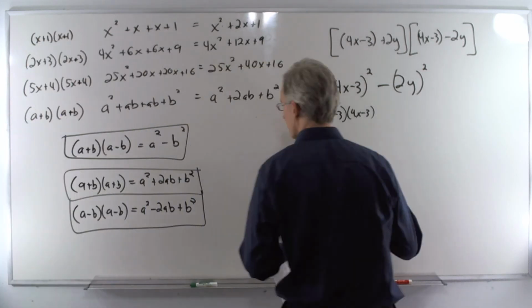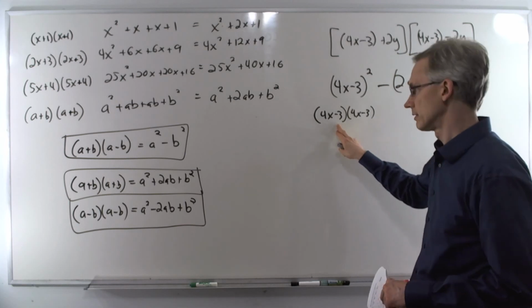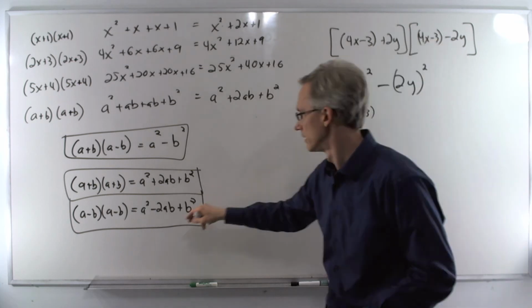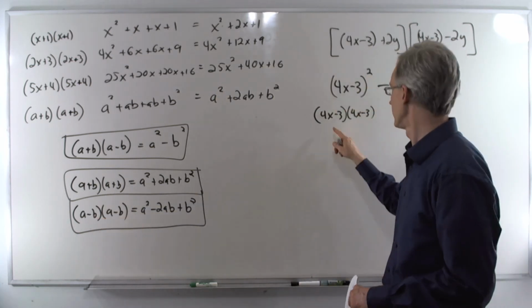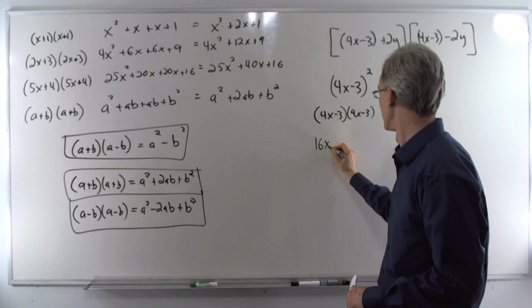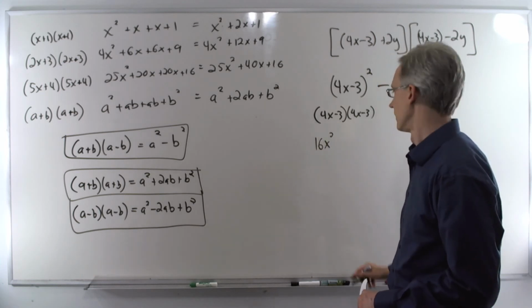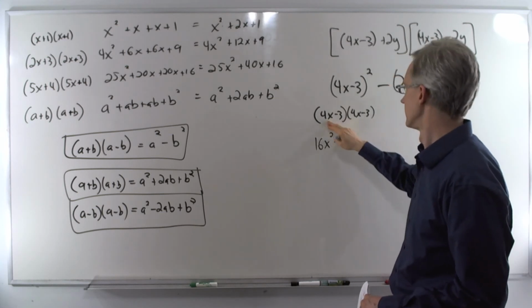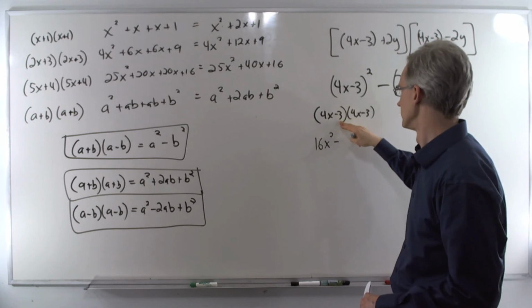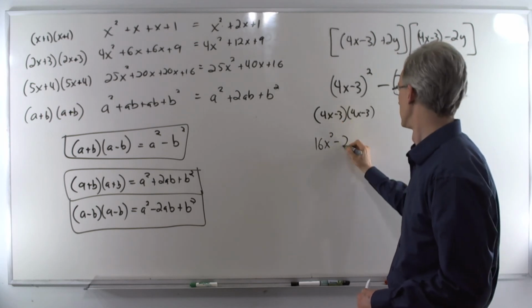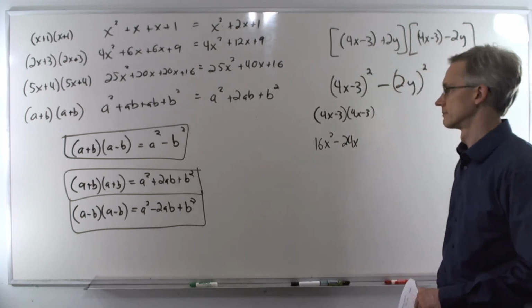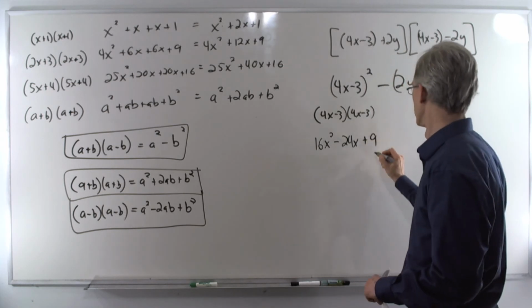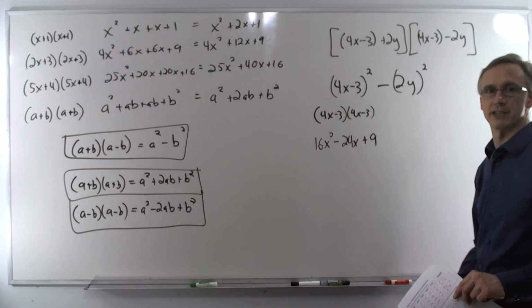It really doesn't matter. But if we're going to multiply these out, well, 4x is in the a position, and 3 is in the b position. So what we need is a squared, which is 4x squared, so that's 16x squared, minus 2ab, so that's 2 times 4x times negative 3. So that's negative 24x. And then b squared, that's negative 3 squared, so plus 9. All right, so there's those two followed out. You get the same answer if you just FOIL them.